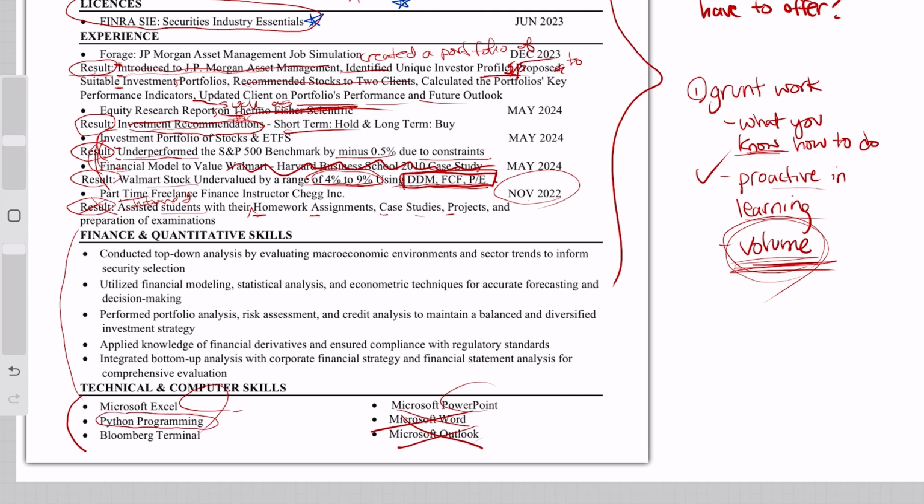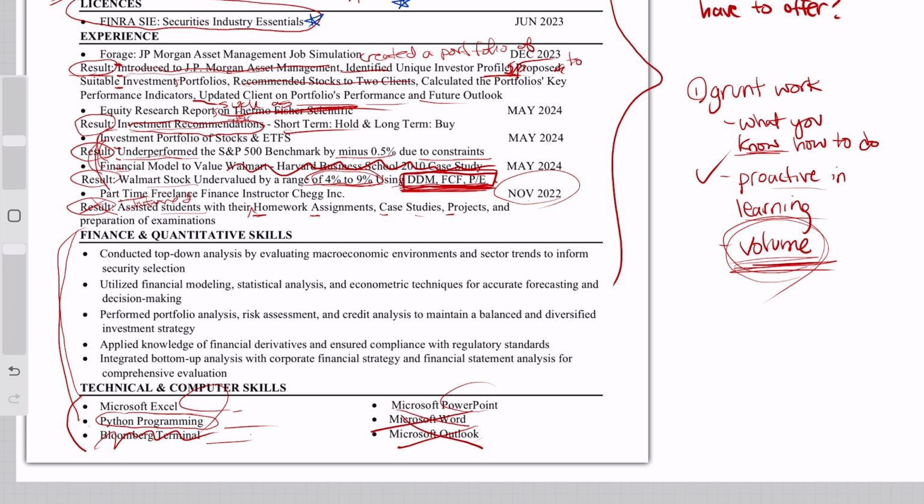Like if you really do know how to do the Python programming, I would write that as a bullet point and write what you've created in your programming. And then for finance and quantitative skills, this is similar to what I talked about earlier. Write out exactly what that is.